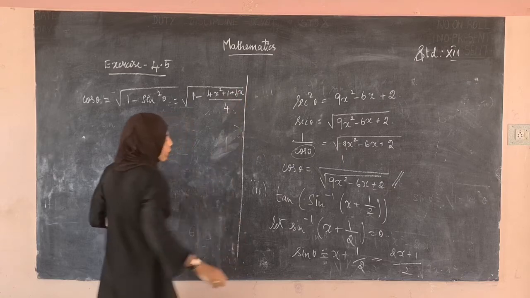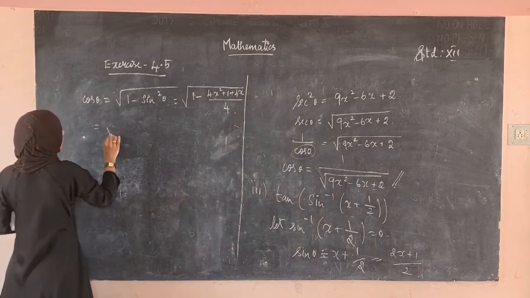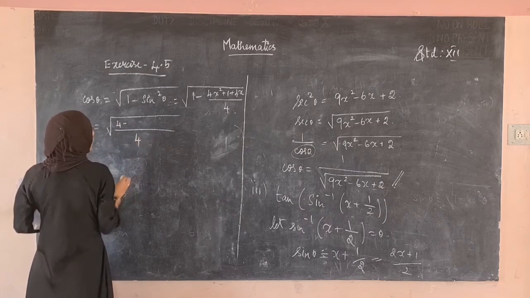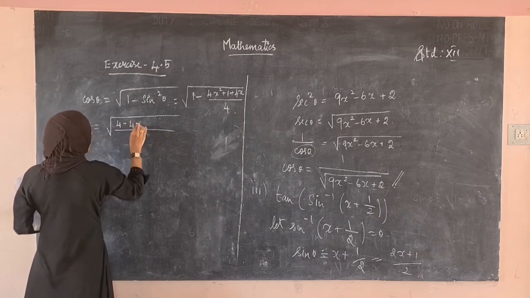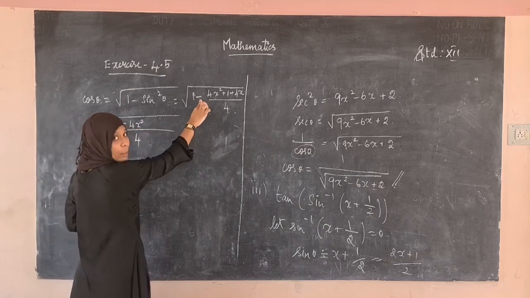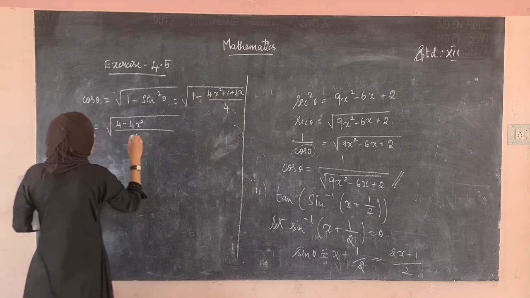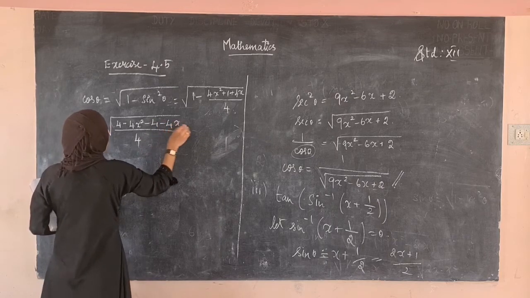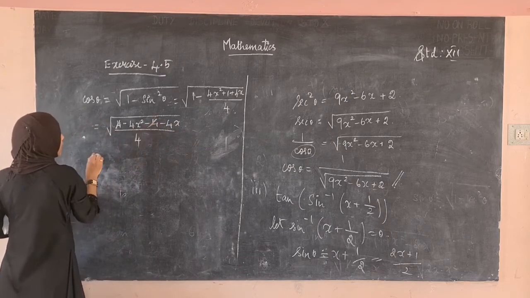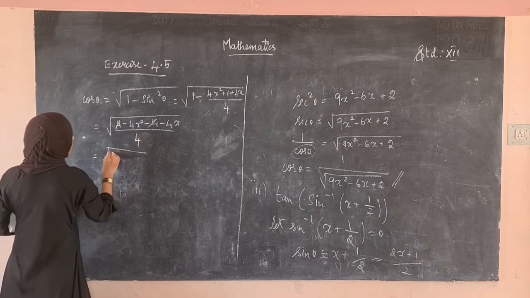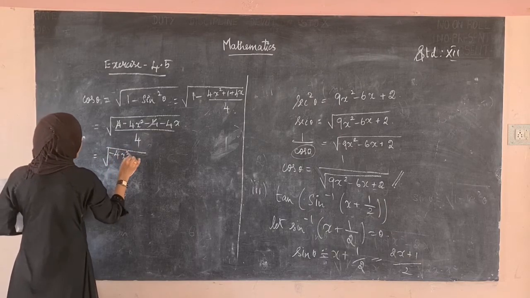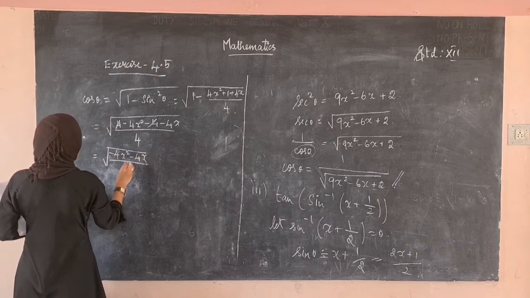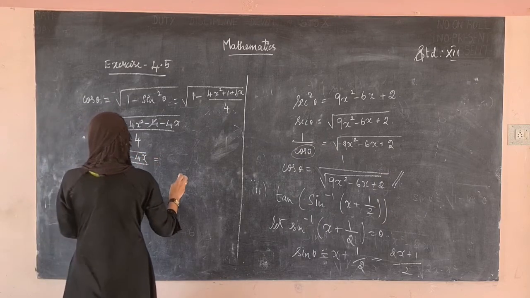It gets squared, right? So what will be the answer? Root of 4 minus, taking LCM, 4 minus 4 into x square. This minus should be multiplied with all the elements. 4x square minus 4 minus 4x. Okay, this 4 and this 4 gets cancelled. So the value will be minus 4x square minus 4x divided by 4.